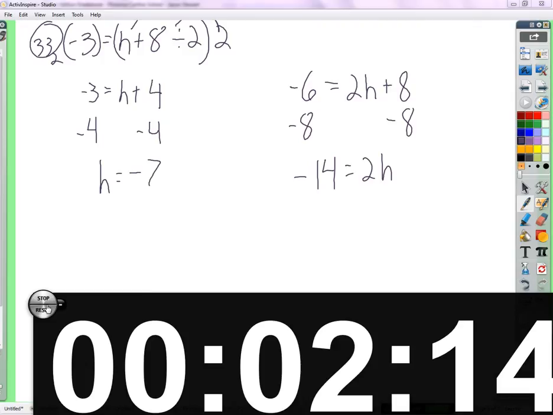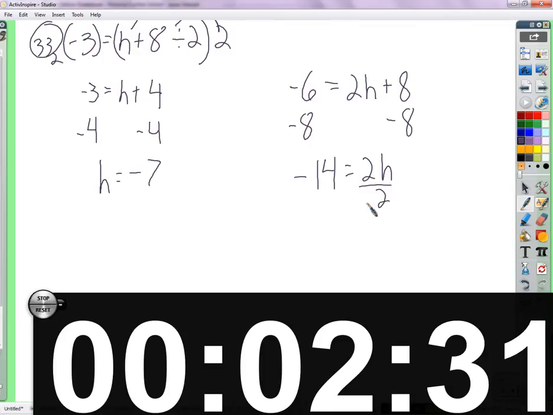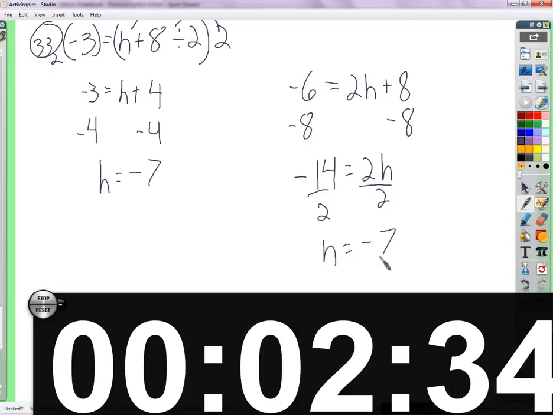Okay. -14 equals 2h, and we do what to solve for h? You divide by 2, and you get h equals -7. So you still can get this answer. You're going to get the same answer as long as you do everything correctly. If you just multiply by 2 and say that cancels the 2, but you just have h and not 2h, then it's not going to give you the right answer.